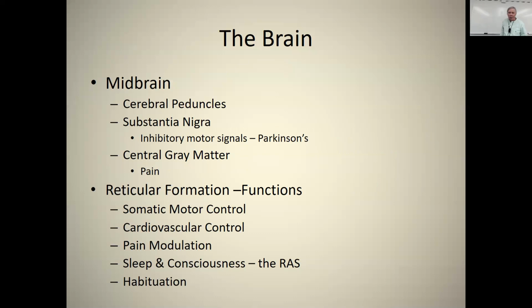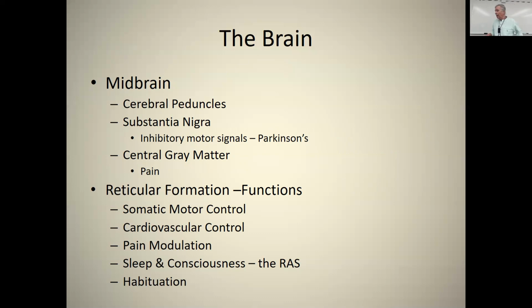Cerebral peduncles. These are big white matter tracts that connect the midbrain to the cerebellum and the spinal cord. The substantia nigra, we talked about that. That's in the midbrain also. That's inhibitory motor signals to stop unwanted motion, and the loss of those cells causes Parkinson's disease.